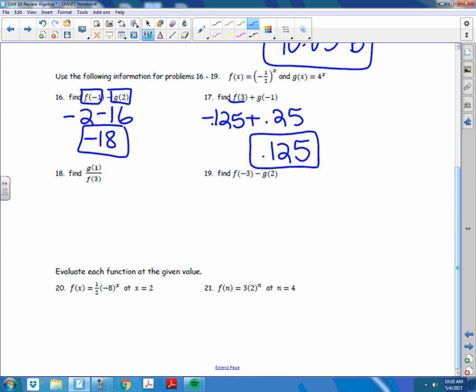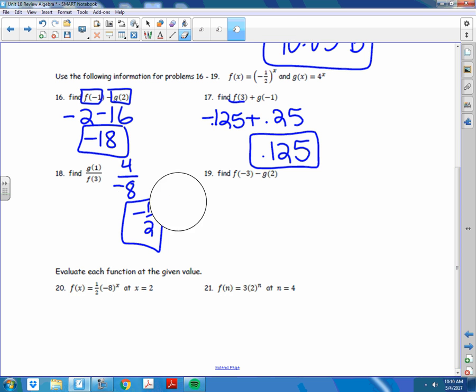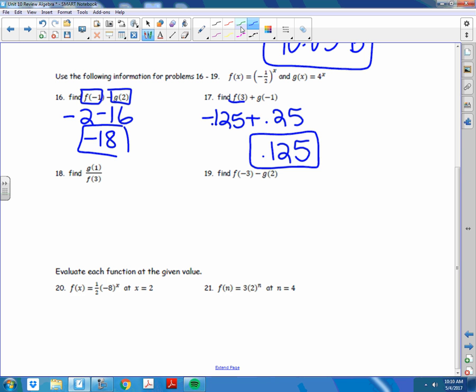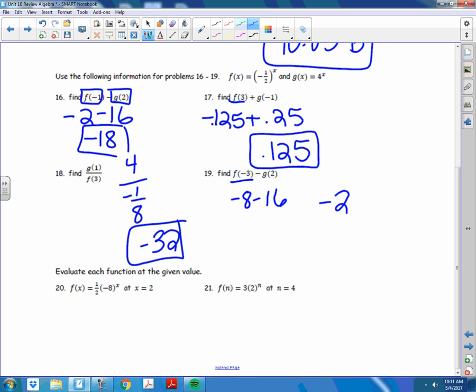Did you get it wrong? I forgot with negative. In this case, you end up with 4 over negative 8, which is negative 1/2. Please box your, wait, oh, wrong. I figured it out. You end up with 4 over negative 1/8, which is negative 32. And then you want to box the answer. And lastly, you end up with negative 8 minus 16, which is negative 24.